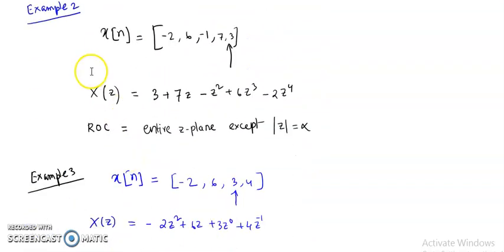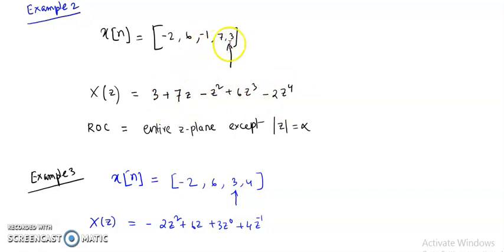Next we take this example. Here the center point, n equal to 0, indicates the coefficient 3. So at n equal to 0, its coefficient is 3, and the values on the left-hand side are at n equal to minus 1, minus 2, minus 3, minus 4. If you put z to the power minus n naught, and n naught is negative, then it is minus into minus, which is positive. So we are getting the positive power of z here.